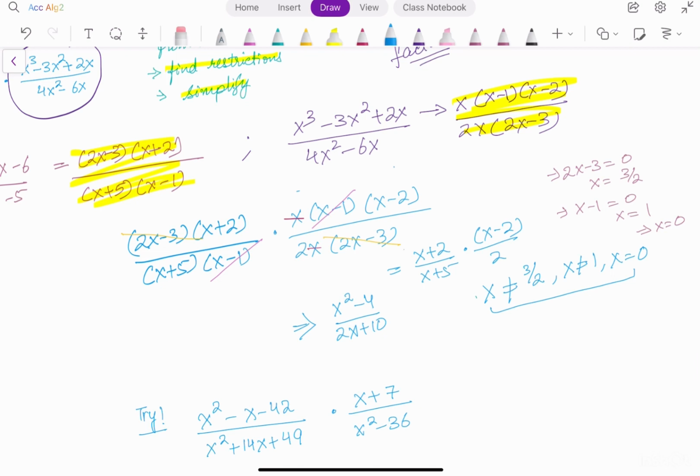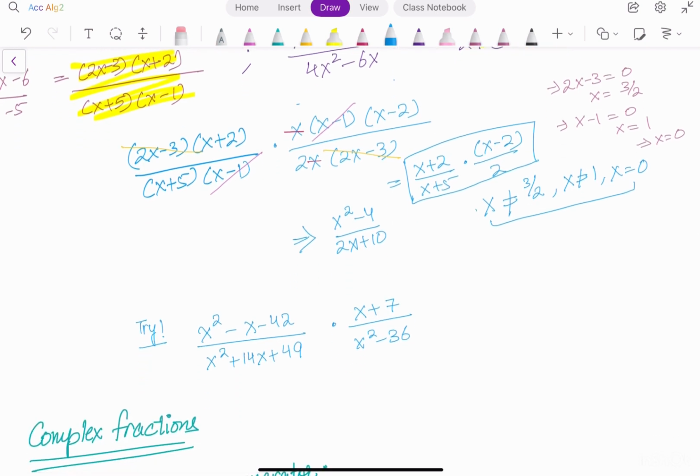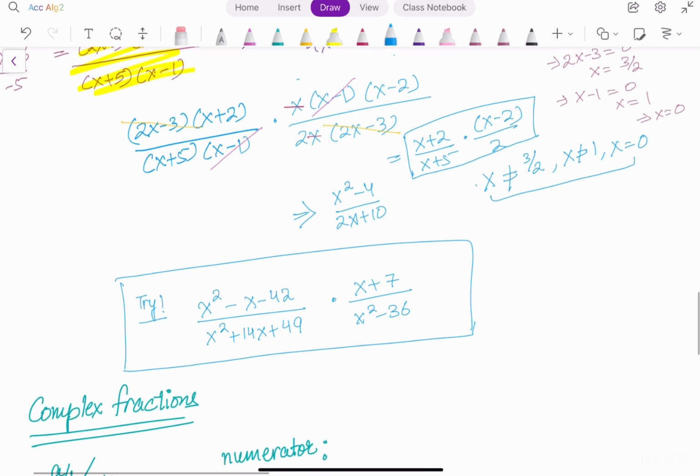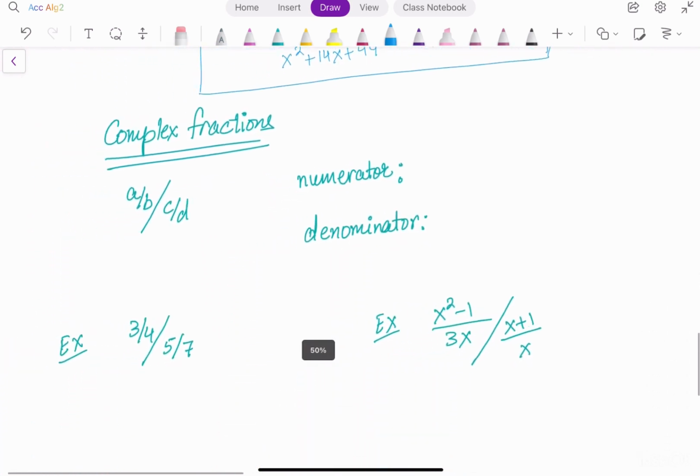So my final answer will be x squared minus 4 divided by 2x plus 10, or you can write it in the factored form as well. There is also one problem right here. I want you to try this question on your own. If you get the answer, please write it down. We will discuss it. Now the last thing, that is called a complex fraction.